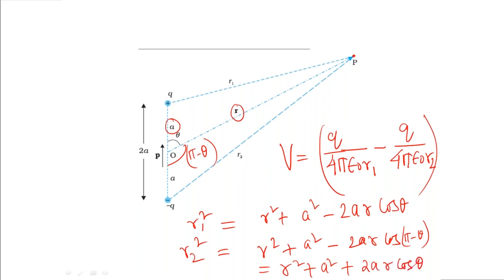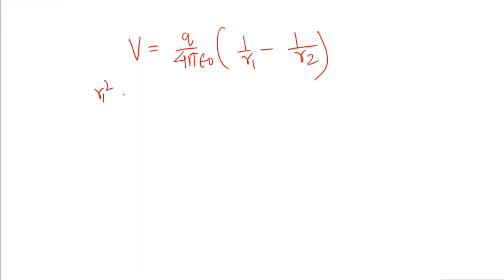Now I'll just go to the next page. So I have got V equal to Q by 4 pi epsilon naught. If I take this part common, then I have to get 1 by R1 minus 1 by R2. So this is the term I have to calculate from here. I have got R1 square equal to R square plus A square, minus 2AR cos of theta.